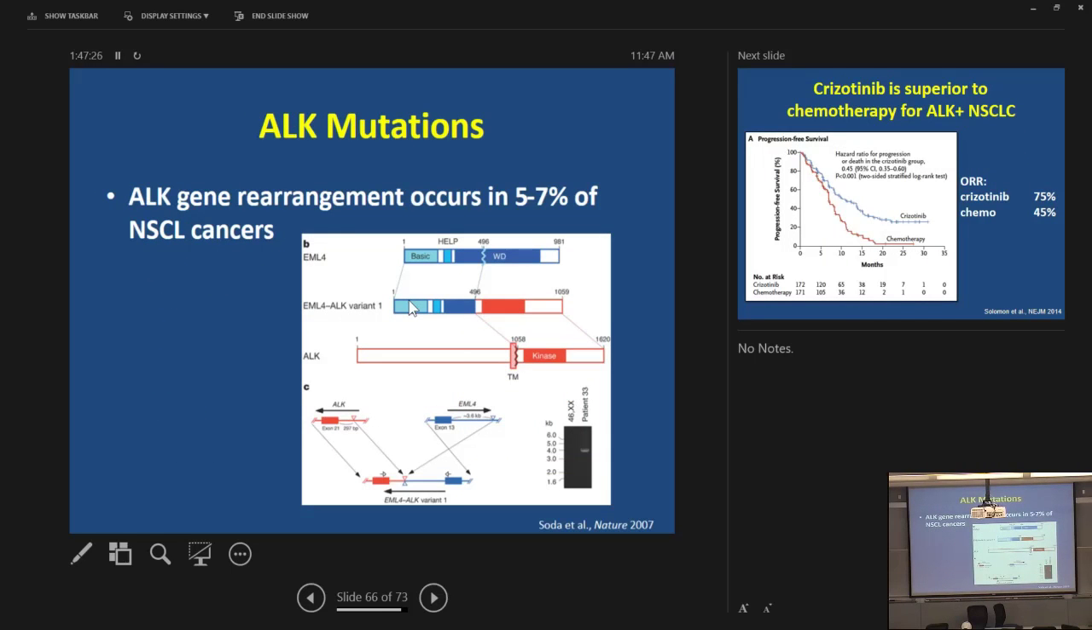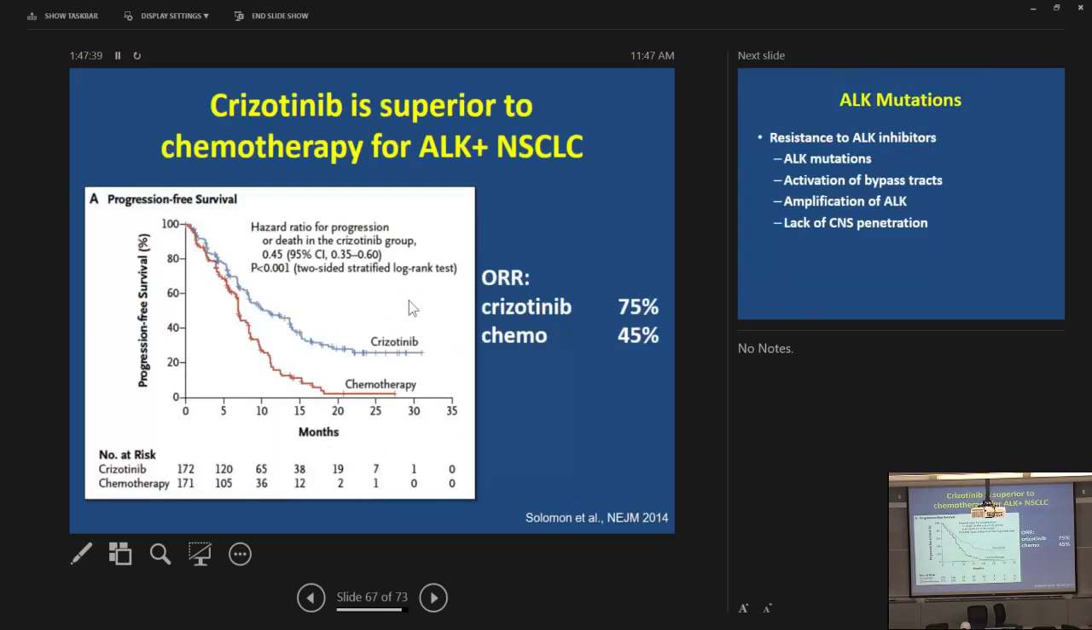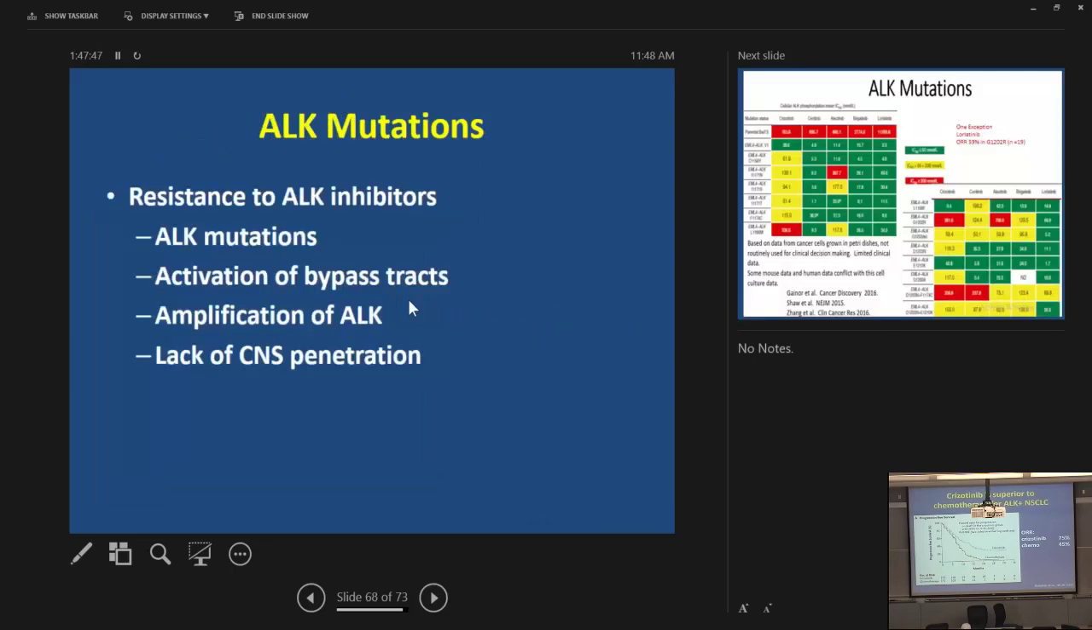All right, ALK inhibitors. We know ALK's translocation of EML4 and ALK. So like BCR-ABL, we get this constitutively active protein that causes lung cancer. We know that if you give chemo to these patients versus ALK inhibitors, they do worse on chemo, so we really need to use targeted therapy.